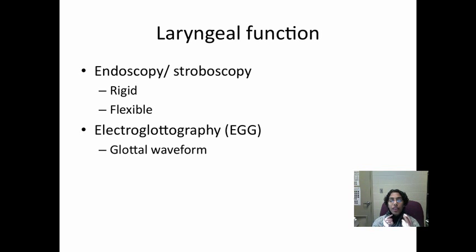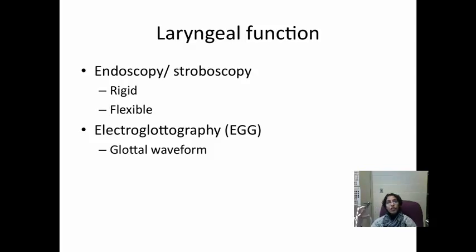What it measures is an electric current passed from one vocal fold to the other. If the vocal folds are open, there's less electric current passing through them. If the vocal folds are closed, there's more electric current passing through. You're not really going to feel that electric current. I'm not going to give you an electric shock, right? The electroglottograph traces a glottal waveform.